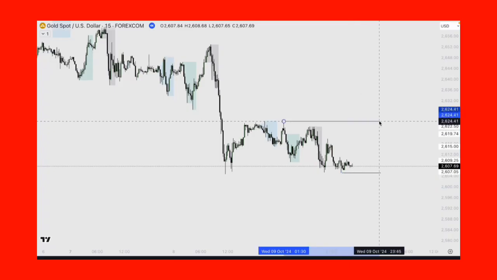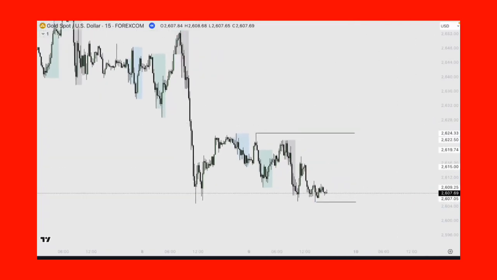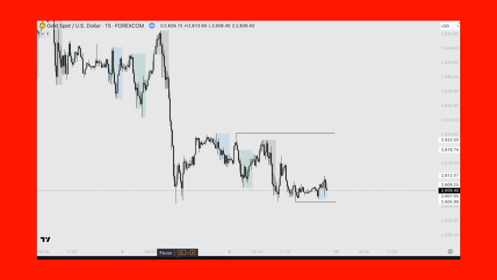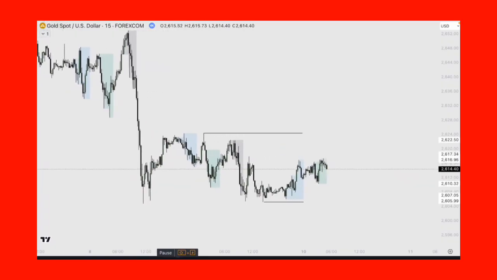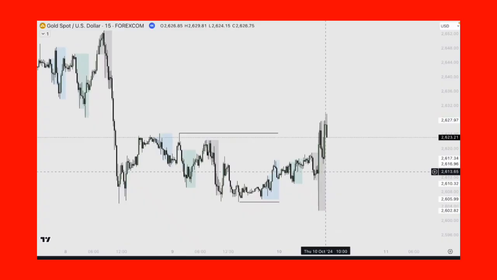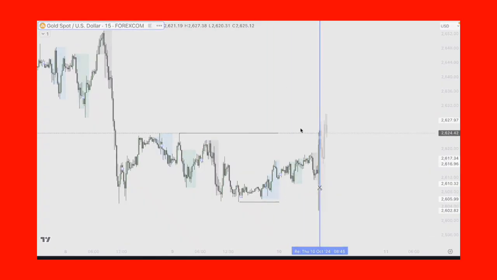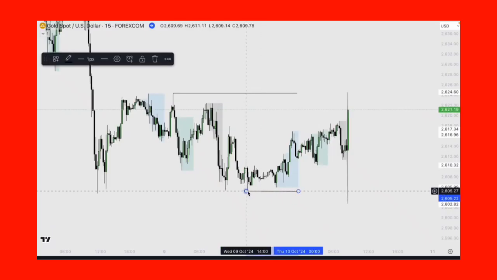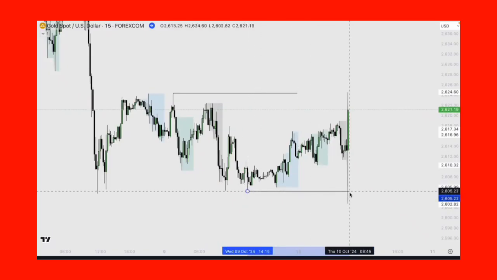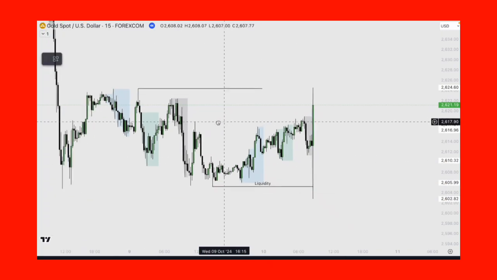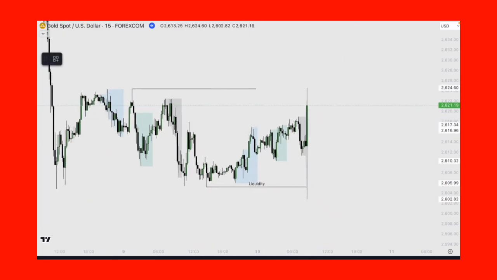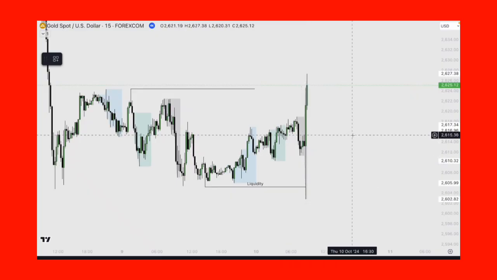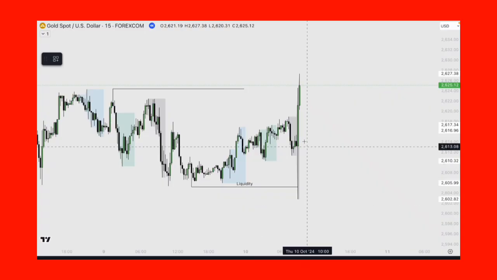Let's move this along. And we simply wait for one of these two zones to get taken out. So we see here that the market went and grabbed previous day low. So now what do we do? We wait for the very first bullish fair value gap to form, and then we take a trade. So here we can see that we have a gap between this high and this low.